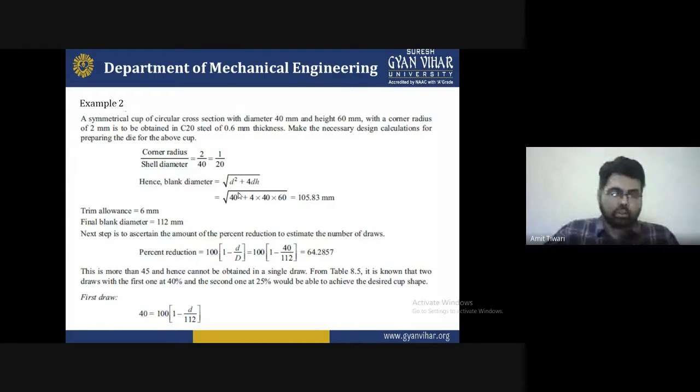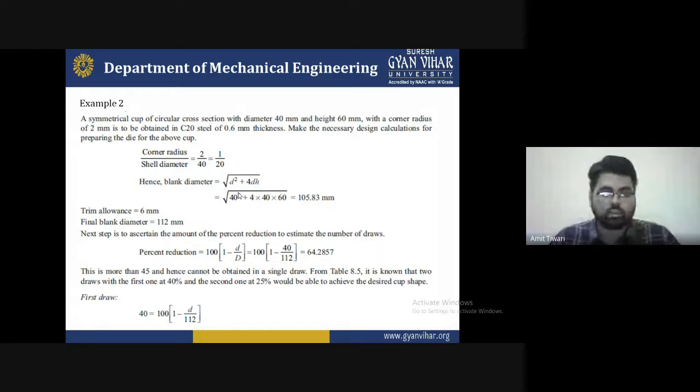This is the simplest term. First of all, find the blank diameter, and then the final blank diameter. The difference between them is that the first is 105.83 mm and the other is 112 mm. These are calculated from the percent reduction, which you can see here as 45%, 40% or 25%.